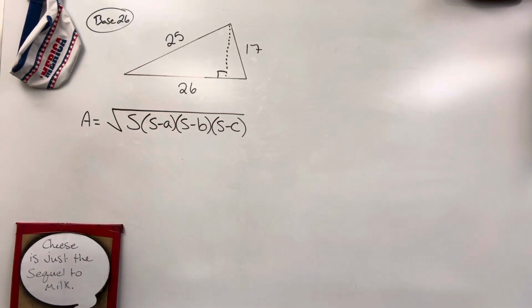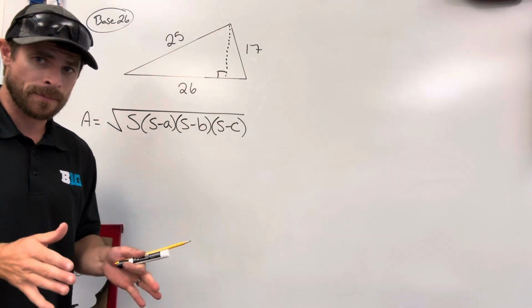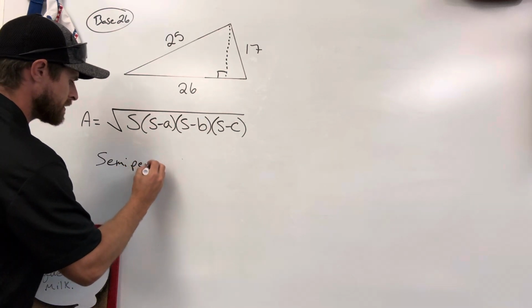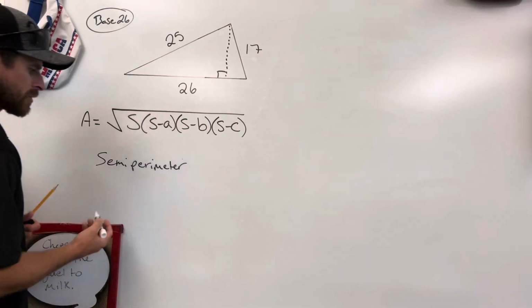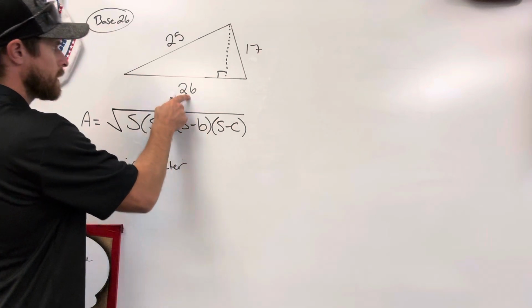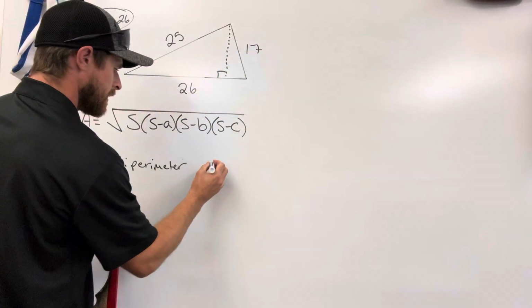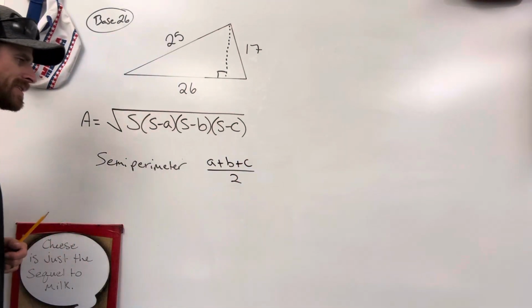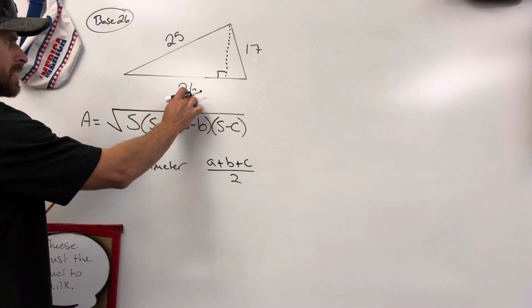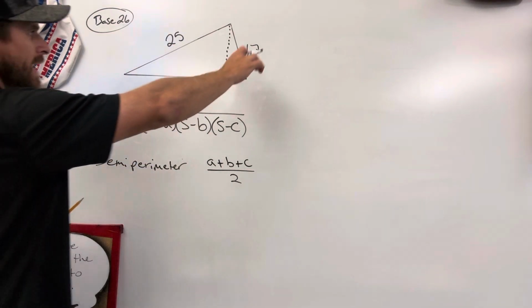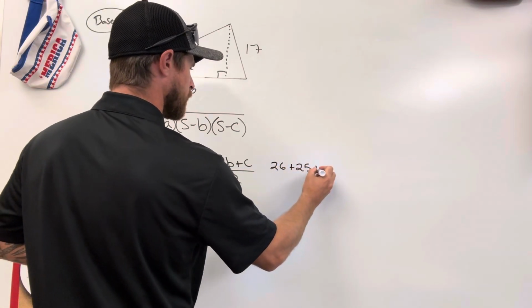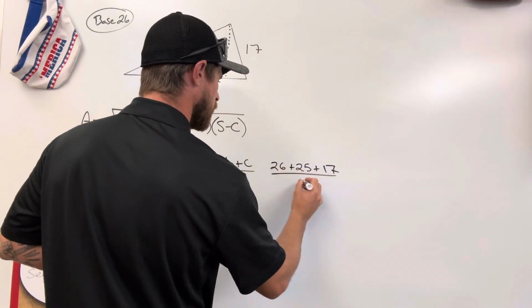Okay, so how do we attack a problem like this? First thing that we have to figure out is the semi-perimeter. So what is the semi-perimeter? Semi-perimeter just means half of the perimeter. So how do we find it? We add up A plus B plus C, and then we just cut it in half. We divide it by 2. Okay, so we're going to take 26, add 25 to that, add 17 to that. So we go 26 plus 25 plus 17 over 2.